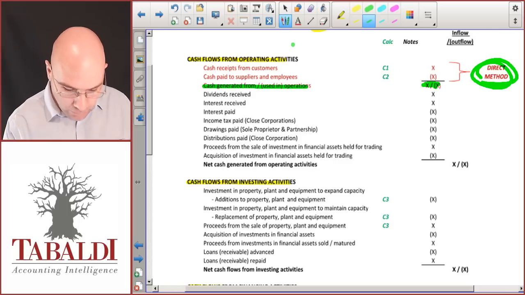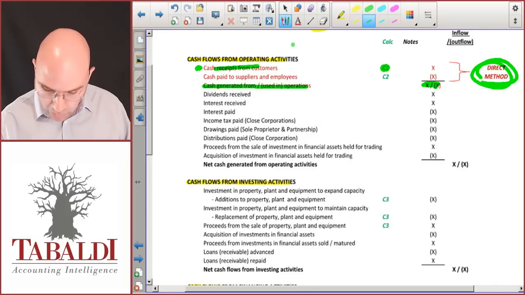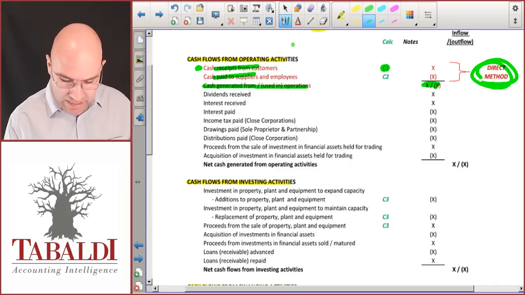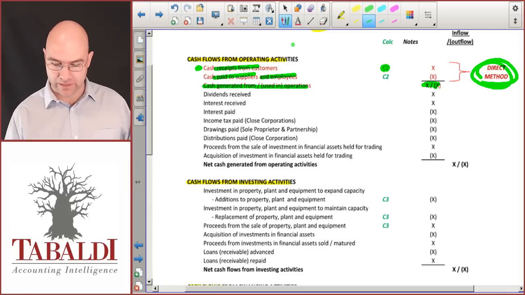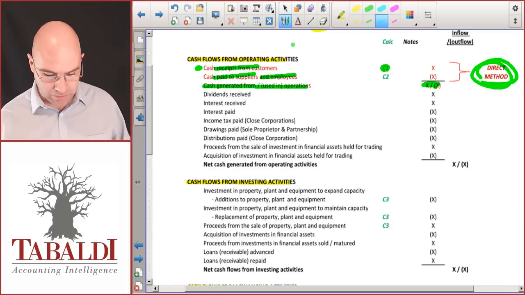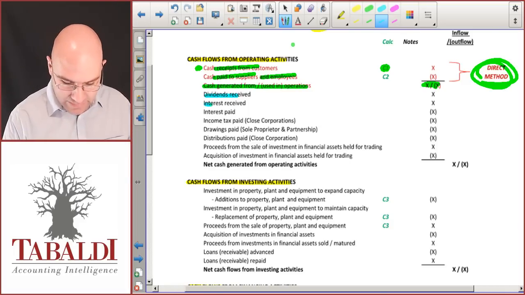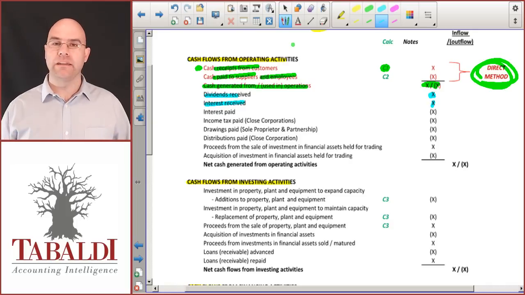And here we start off with cash receipts from customers. I'll show you how to do a separate working for that. And cash paid to suppliers and employees. Those are two important figures. We then move down and we have a whole bunch of separately disclosable items. Dividends received, interest received, those are both added in.